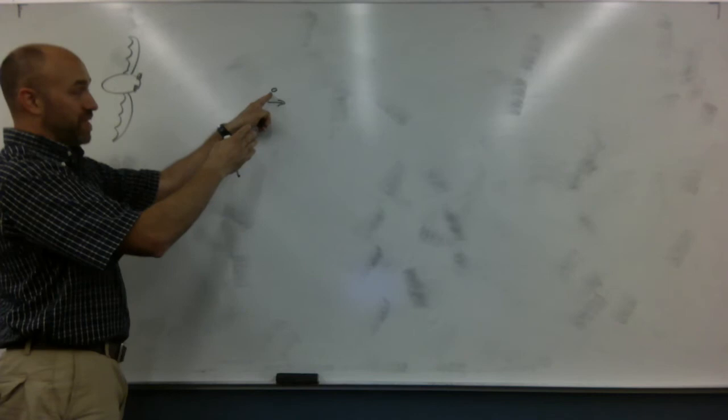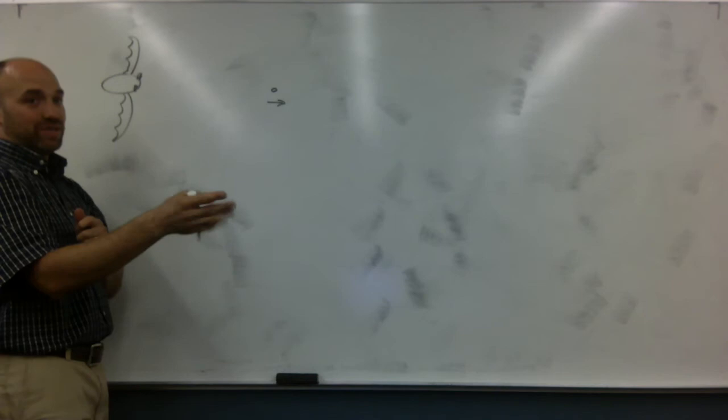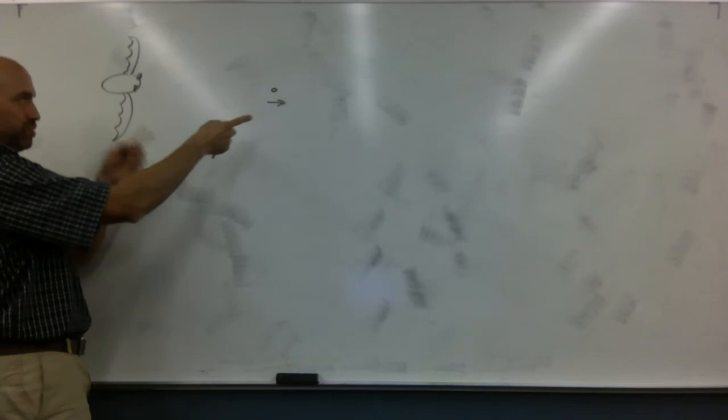So step one is the frequency goes over to the bug, and the bug will hear a different frequency because the bat's moving and the bug's moving. And then it will bounce off the bug at that frequency and go back to the bat, and the bat will hear a third frequency because the bug's moving and the bat's moving. So let's do step one first.